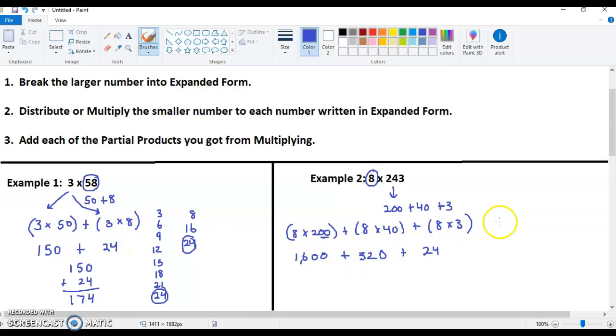So we have all of our partial products. We have 1,600, we have 320, and we have 24. Adding: 0, 0, and 4, 0, 2, and 2, 6, and 3, and then 1. So the distributive property is introducing us to the idea of partial products. It's giving us a chance to write these numbers in expanded form and practice our multiplication facts. So we're using place value, we're using multiplication facts, and we're using addition. All three skills are being put on display to demonstrate the skill of distributive property.